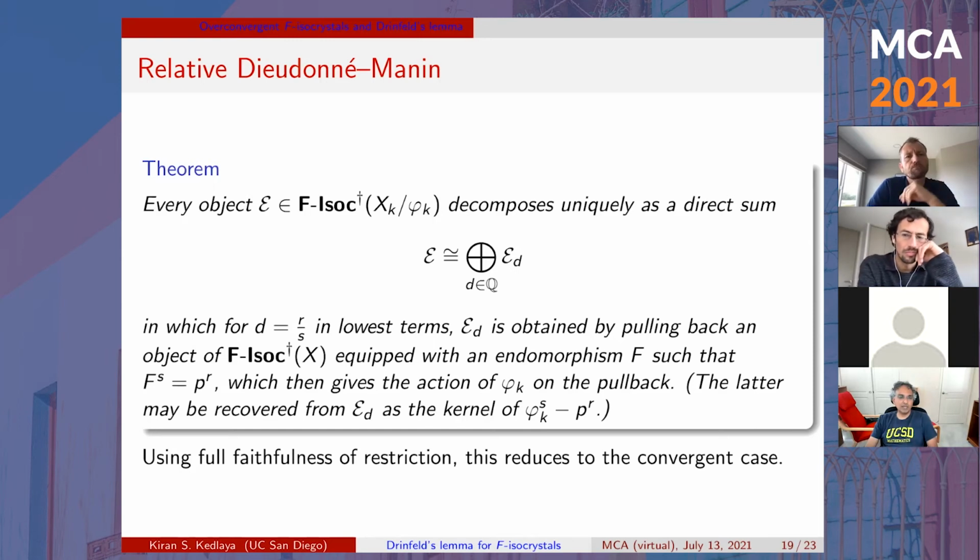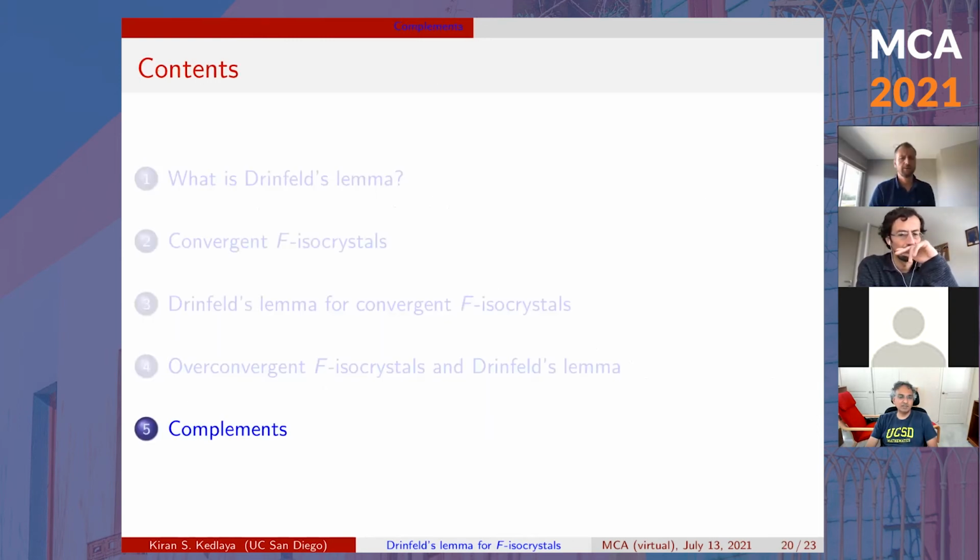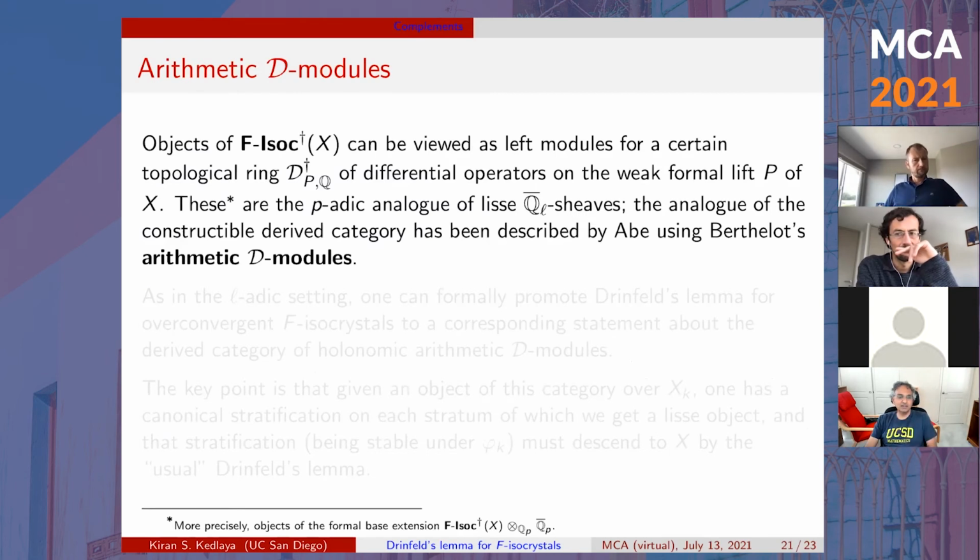Okay, so this is most of what I need. Let me just finish by making some comments, tying in what I said earlier. So if you want to talk about constructible things, you have to view objects here as, these are supposed to be like vector bundles with a connection. Well, vector bundles with a connection you can think of as left modules for some ring of differential operators. And so Abe describes some category of D-modules which gives you a p-adic analog of the constructible derived category and admits a good six operators formalism.